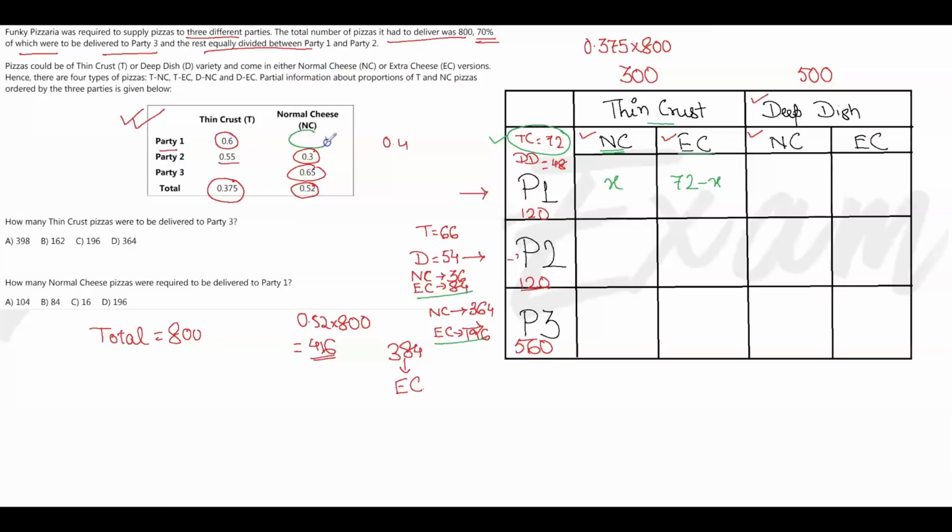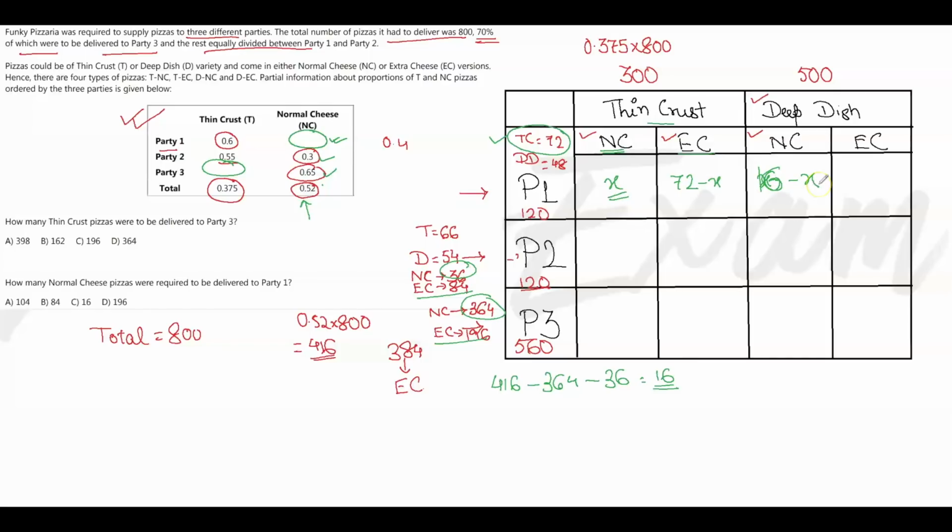I do not have the total number of normal cheese pizzas for party 1, but since I have this number and these two entities, I can easily calculate this, just as we calculated the number of thin crust pizzas for party 3. That means a total of 416 minus 364 here minus 36 here. A total of 16 pizzas were of the type normal cheese for party 1. So if this is equal to X, this would be 16 minus X, because the total sum should be equal to 16.